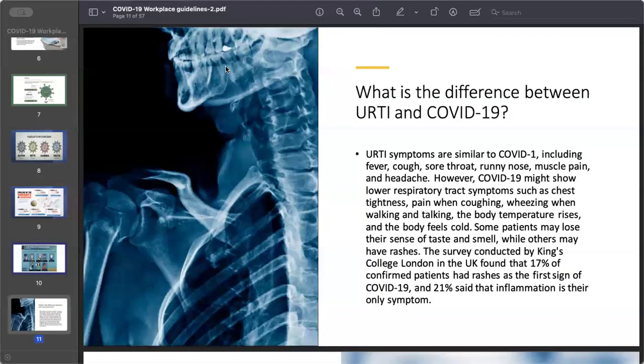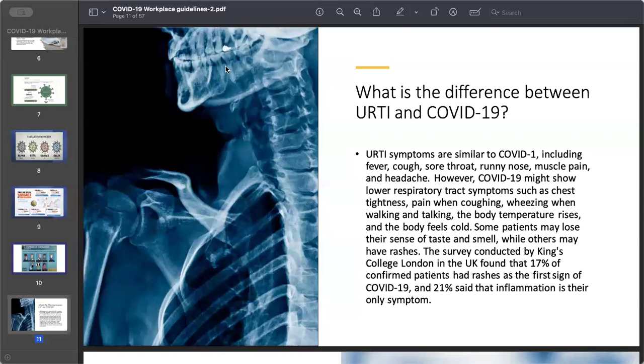What is the difference between upper RTI and COVID-19? Upper RTI symptoms are similar to COVID-19, including fever, pain, cough, sore throat, running nose, muscle pain, and headache. However, COVID-19 might show lower respiratory tract symptoms such as chest tightness, pain when coughing, wheezing when walking and talking. The body temperature rises, the body feels cold. Some patients may lose their sense of taste and smell, while others may have rashes.